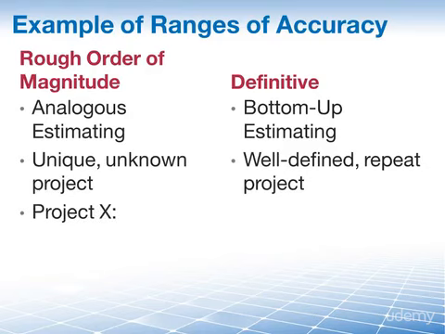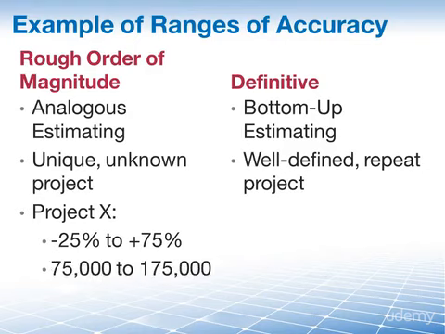For project X, that means, well, it's a ROM. It's got to be minus 25% to plus 75%. So 100,000 minus 25 would be 75,000, plus 75 is 175. So we're going to give this as our estimate to the customer between 75 and 175.